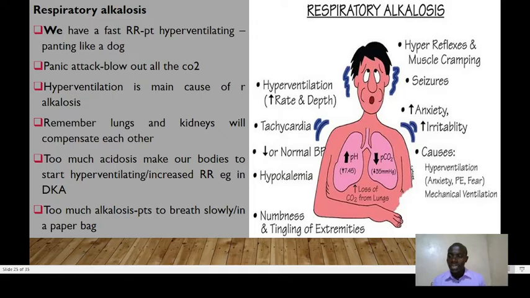Remember, lungs and kidneys will always try to compensate each other. So when you have too much acidosis in our body, it means the body will start hyperventilating so that it can remove that carbon dioxide. Remember also, telling a patient to breathe slowly in a paper bag can contribute to that. Patients breathing in a paper bag can also lead to alkalosis.